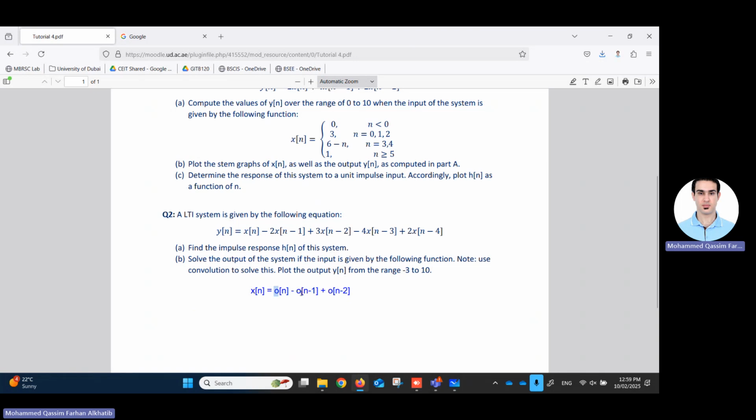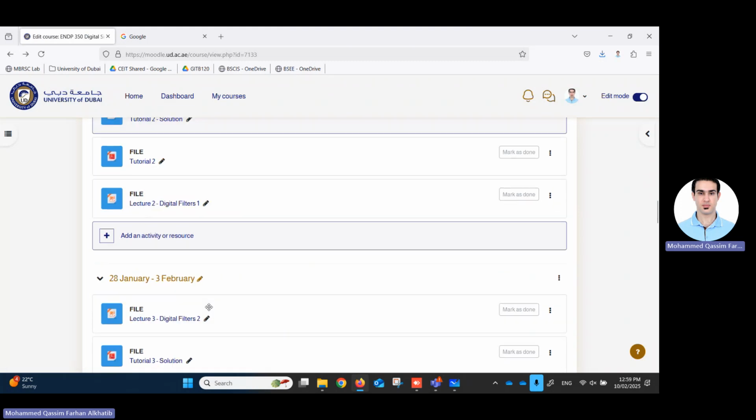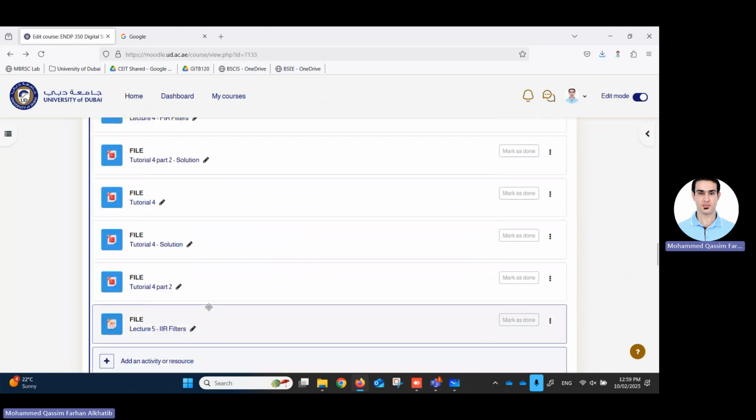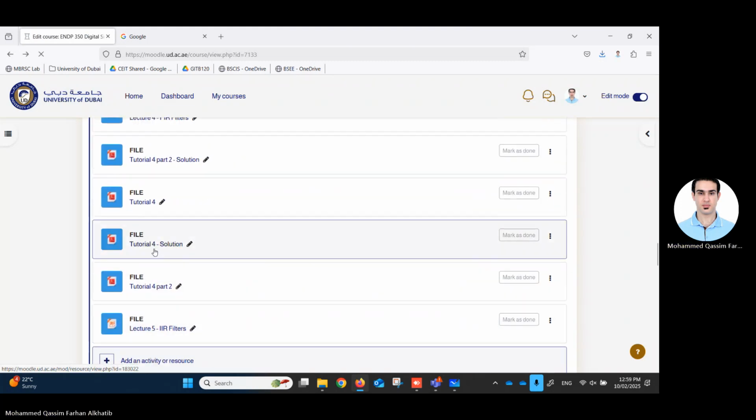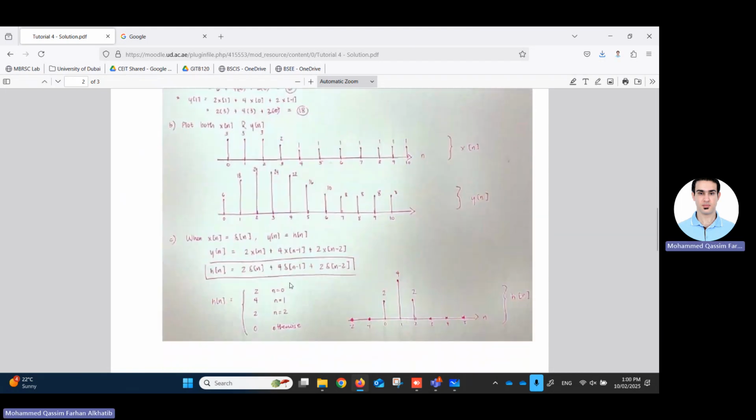So this is delta of n minus 1, delta of n minus 2. You have the coefficients here: 1, negative 2, 3, negative 4, 2, and here 1, negative 1, 1. You do the convolution the way we did it, the matrix way or using the definition. Anyways, the solution is provided in tutorial 4 solution. Yeah, there we go, the solution is there.